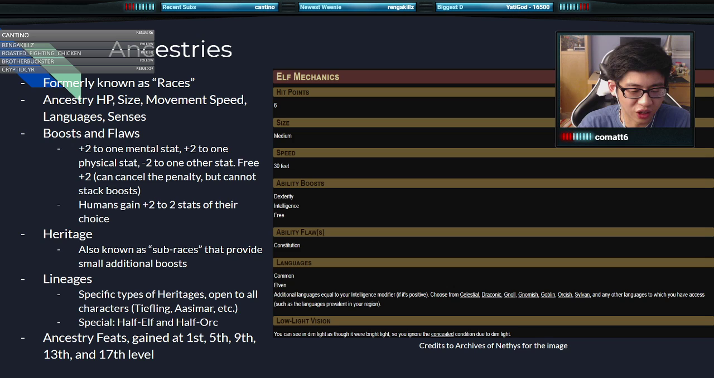So for elves, you get elven weapon training, which gives them proficiency in classical elven weapons, which are the longbow, rapier, longsword, and shortbow.